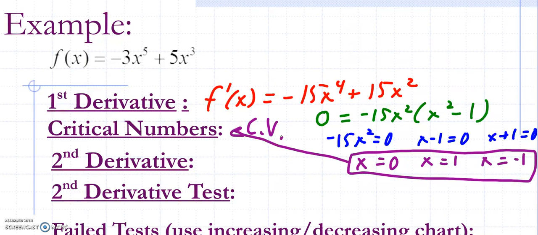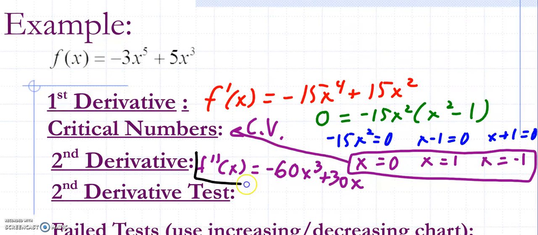So now we're going to find the second derivative. So back up here. So that is just going to be f double prime of x equals negative 60x cubed plus 30x. I said it, I just wrote it wrong. So that's my second derivative right there.